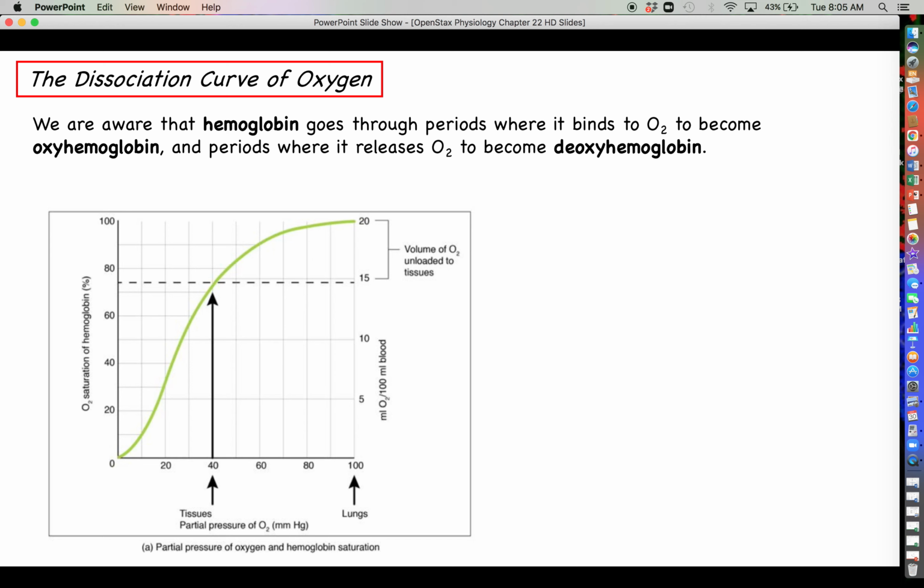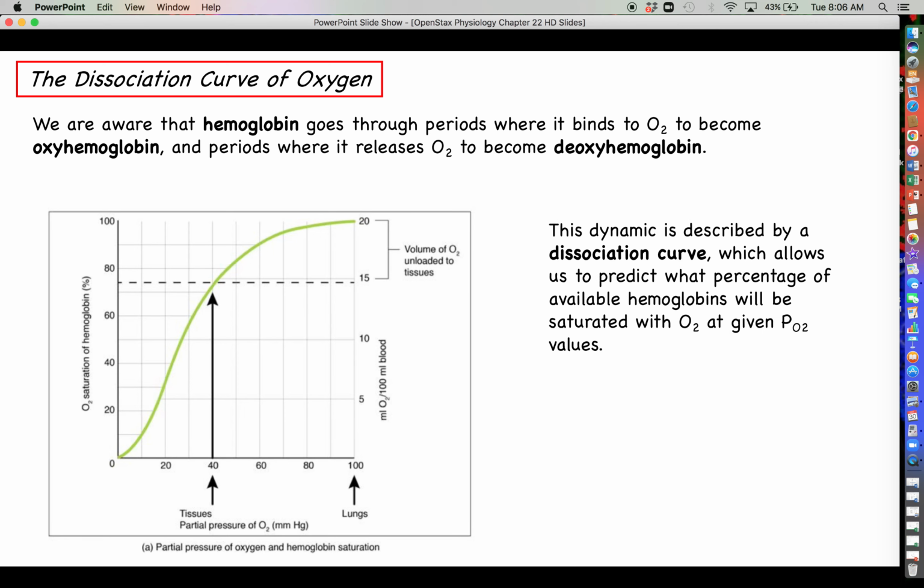So we also understand that hemoglobin goes through periods in which it binds to oxygen to form oxyhemoglobin, but it also goes through a period where it releases oxygen to become deoxyhemoglobin. The idea that hemoglobin can both bind to oxygen with high affinity and then also let go of it when it needs to, for the sake of delivering oxygen to needy tissues, is actually a very important quality that hemoglobin has. The graph that you see here is known as a dissociation curve.